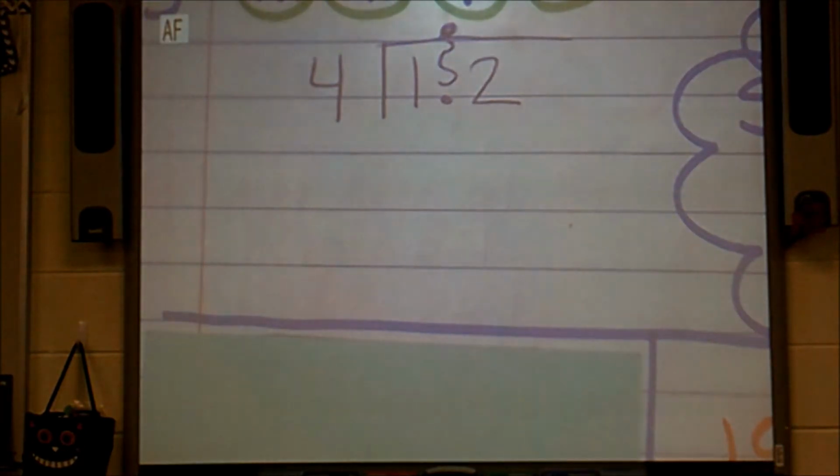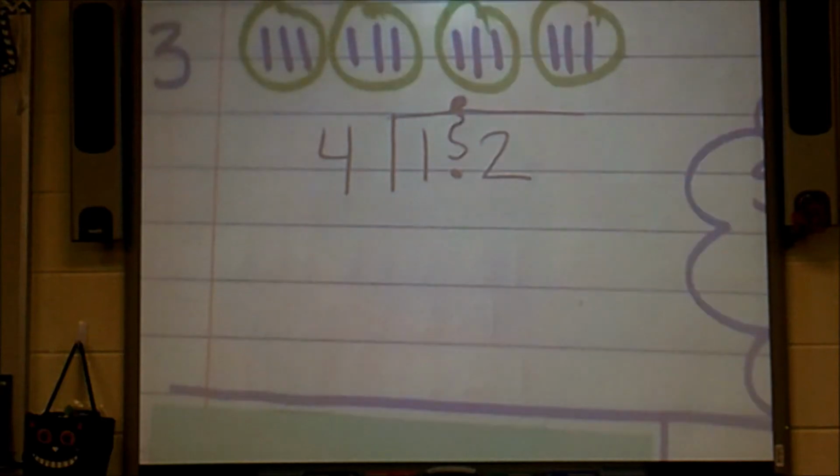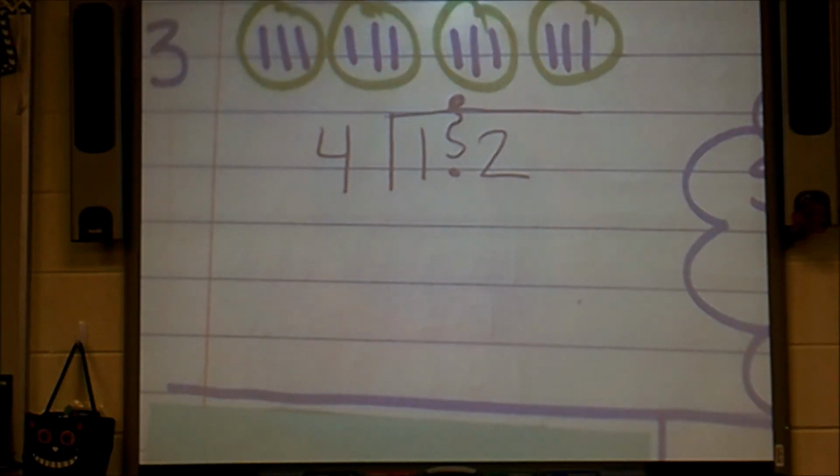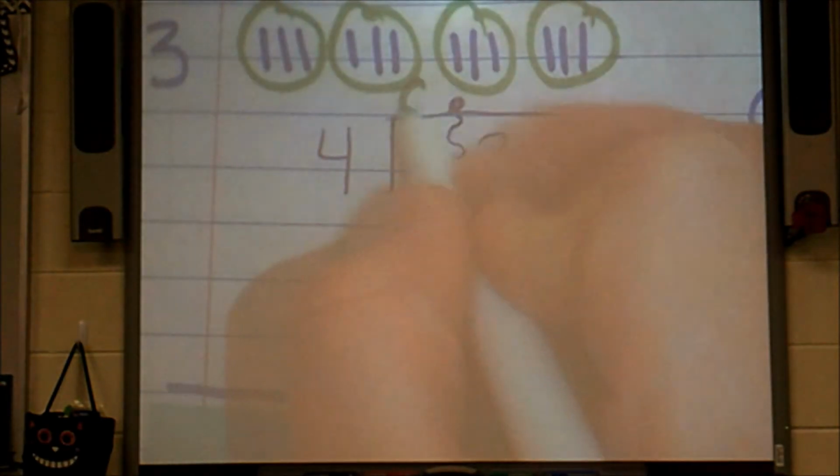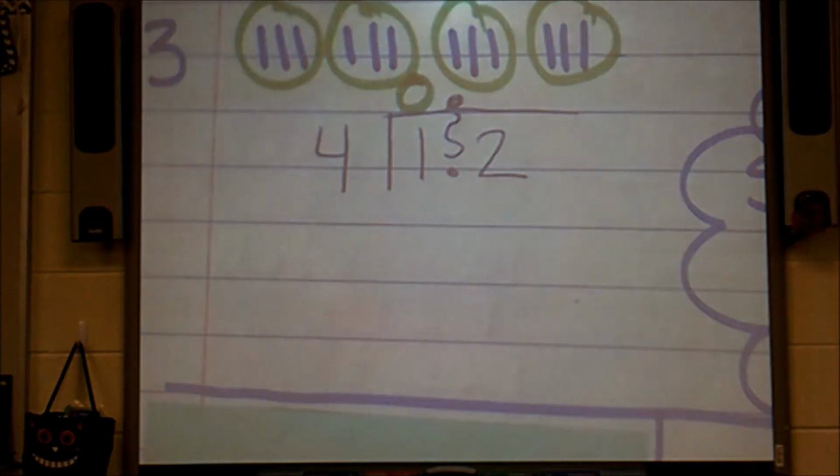So I'm going to think in my head, how many times can 4 go into 1? The last time I checked, 4 can't go into 1. Not as a whole number. So I'm going to hold that place value with a 0.